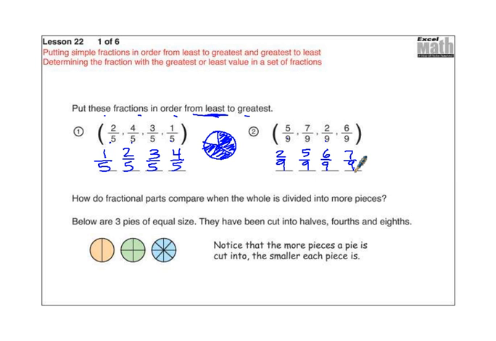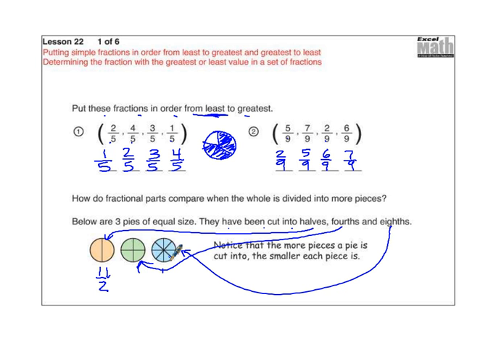All right, how do fractional parts compare when the whole is divided into more pieces? Below are 3 pies of equal size. 1, 2, 3 are 3 pies. They have been cut into halves. Right there, halves are 2 pieces. That's 1/2, right? Halves. Fourths, that would be right there. And eighths, that's this last one. 8 pieces, eighths. 4 pieces, fourths.